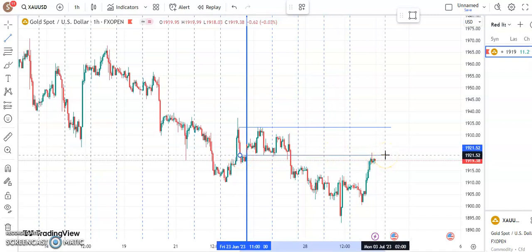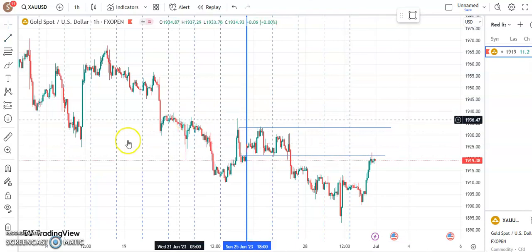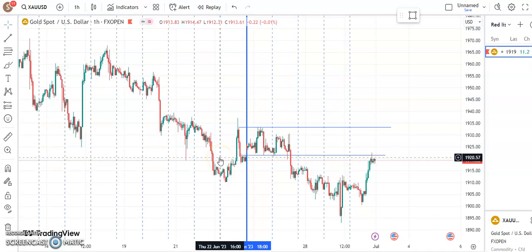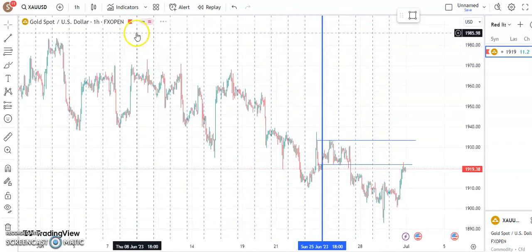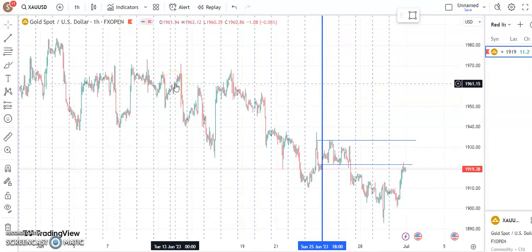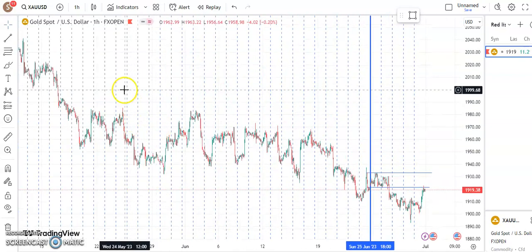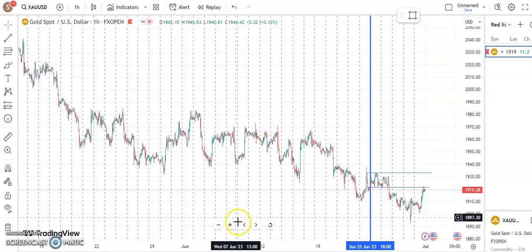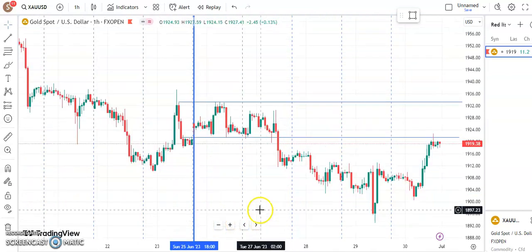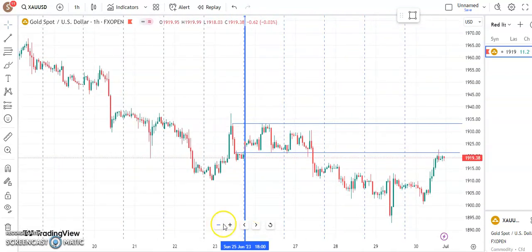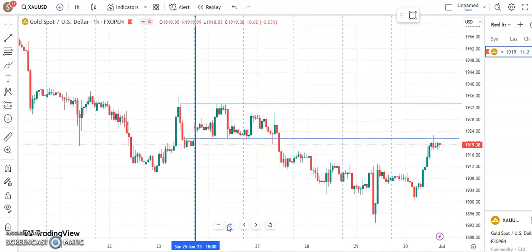Now, we are looking at the hourly time frame so that we can be able to see and compress the whole week. Now, we've been in a downtrend for quite some time, as you can see. We've been going down, so it's not a big surprise. Now, usually day one sets the high and the low of the week.